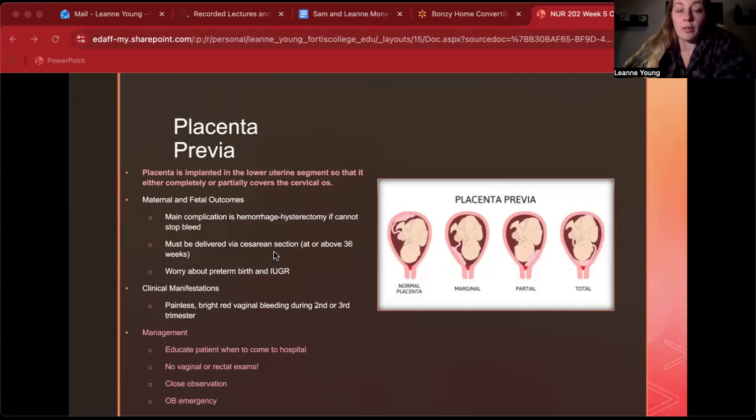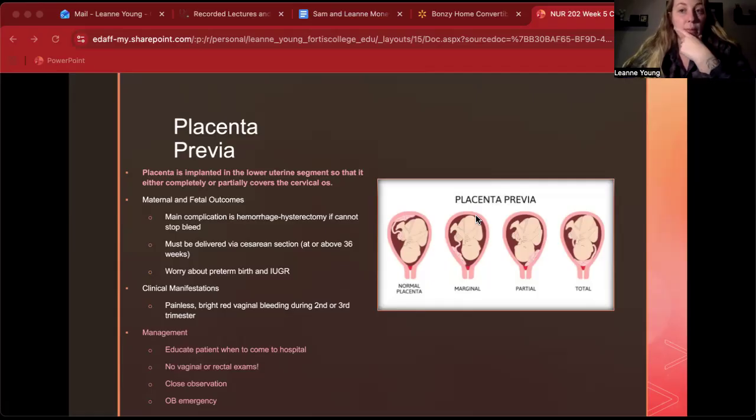No vaginal or rectal exams. The reason for that is if you put your fingers up a vagina and the placenta is the presenting part of the cervix, you run the risk of causing a placental abruption. Okay. For rectal exams, it's just added pressure down below in the perineum, which can ultimately lead to preterm labor.